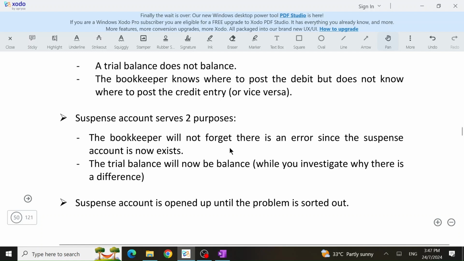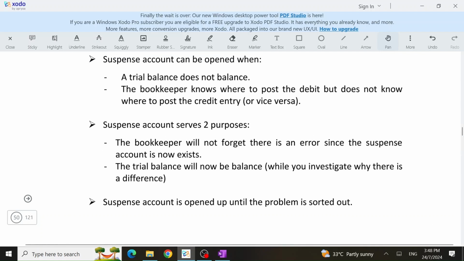Okay, so once you have investigated and you find out what the error is and you make the correction of error, then the suspense account can be closed. Because suspense account is only open until the point of time that you sort out the problem. Lepas tu you can tutup. Okay, right, that's for suspense account.